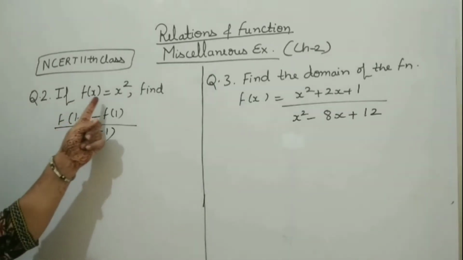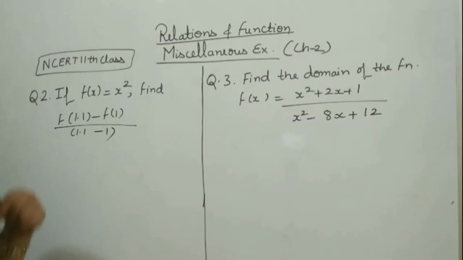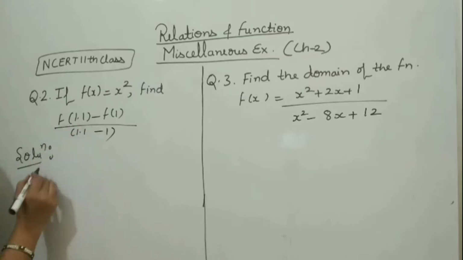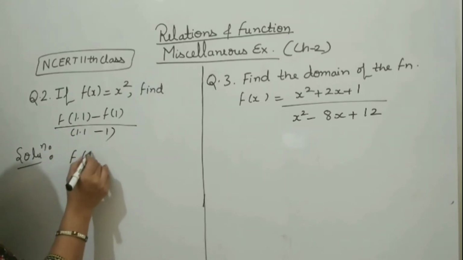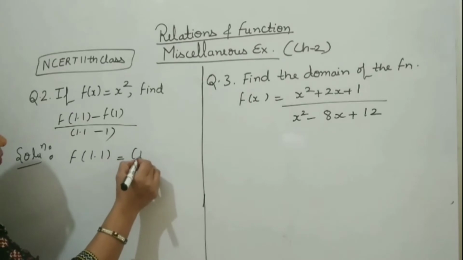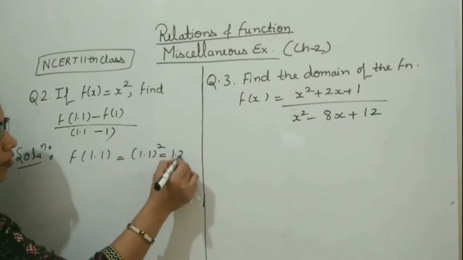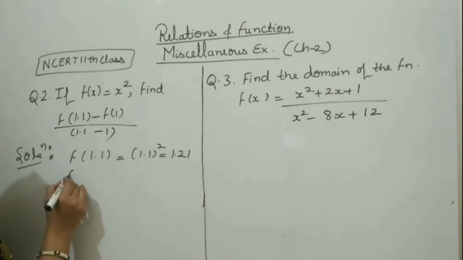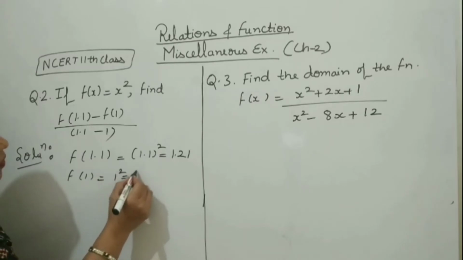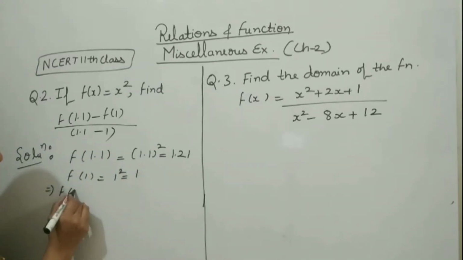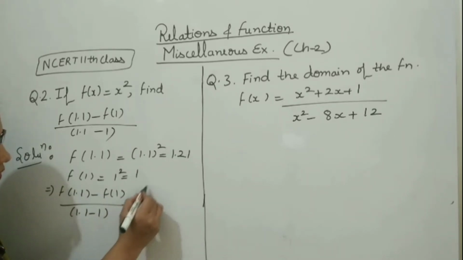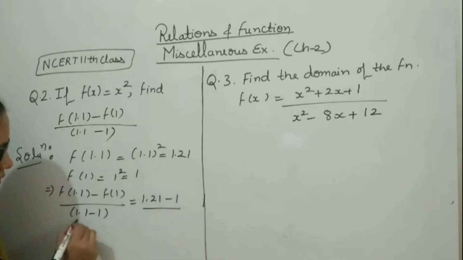Question number 2 is, if fx equals to x square, find this value. Here the value of fx is given and we have to find this value. So for f1.1, your fx will be 1.1 square, means 1.21. 11 square is 121, so 1.1 square is 1.21. And f1 is 1 square means 1. So value for this is 1.21 minus 1. 1.1 minus 1 means 0.1.